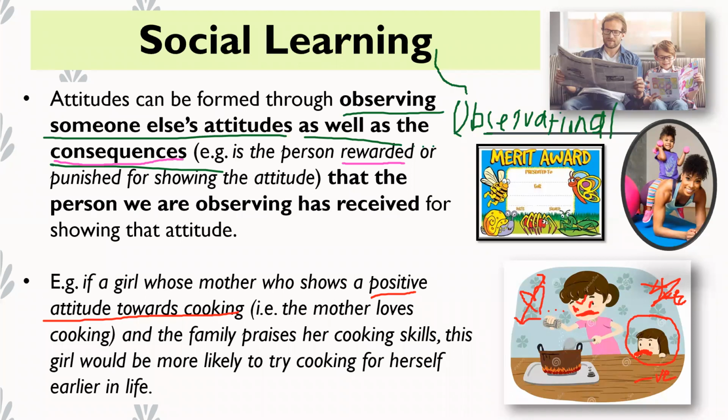Okay, so that's essentially what social learning is about. It's about how we form attitudes based on observing other people's behaviors, as well as observing what kind of consequences they receive for their behavior. So social learning, as you'd notice, because it talks a little bit about consequences, you do have a little element of operant conditioning within this learning theory as well. Okay, so that's essentially what social learning is about.